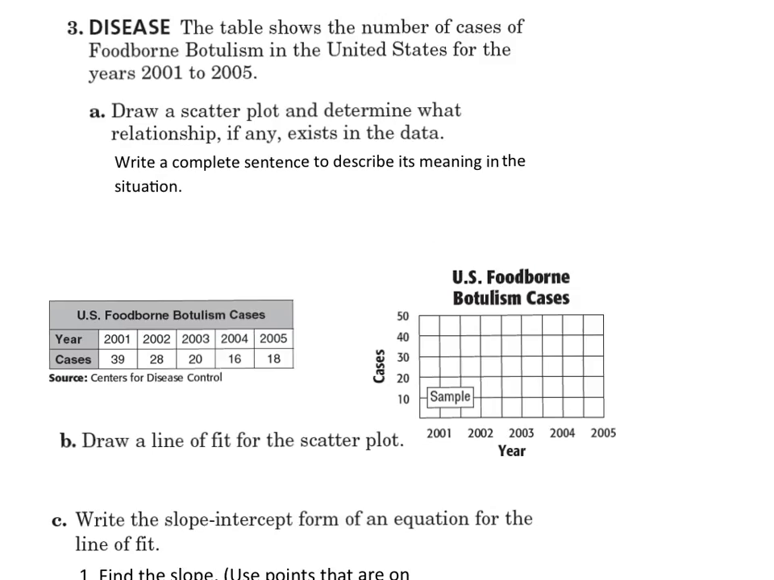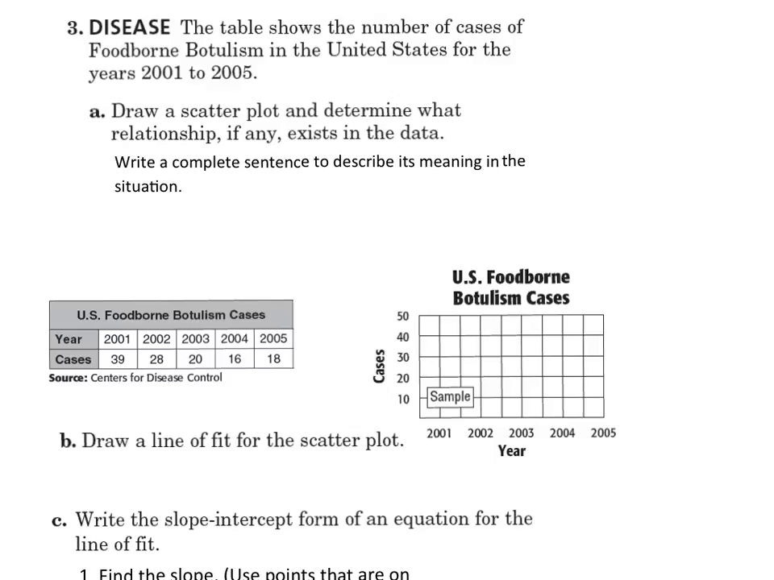Let's look at an example where we need to draw a line of best fit and write an equation for that line of best fit. So let's look at the question. The table shows the number of cases of foodborne botulism in the United States for the years 2001 to 2005. Part A, draw a scatter plot and determine what relationship, if any, exists in the data. Then write a complete sentence to describe its meaning in the situation.